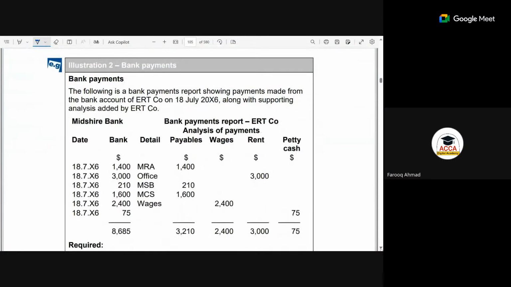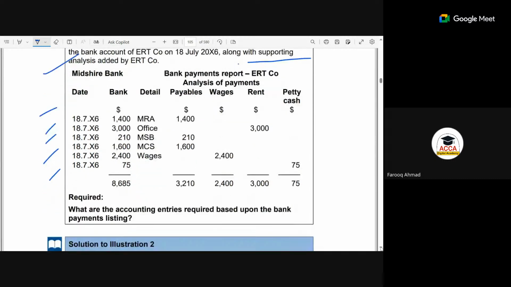This is an illustration they have mentioned. The following is a bank payment report showing the payments from the bank account. The payment report shows wages, rent, and all these expenses that were made. So the expense details are there, and what is required then?